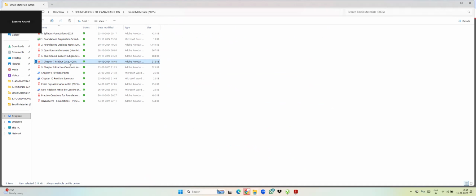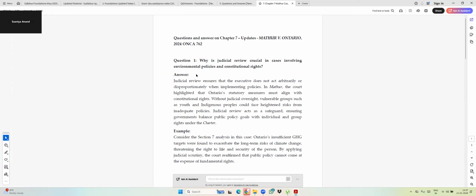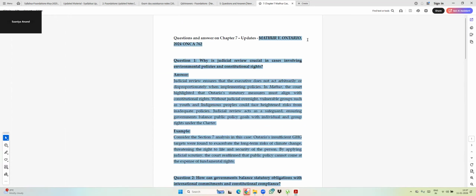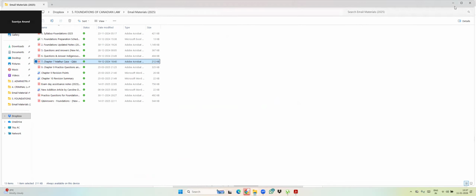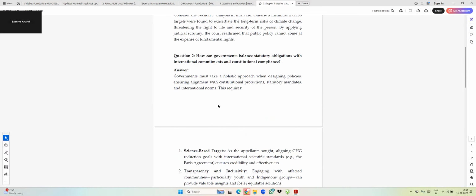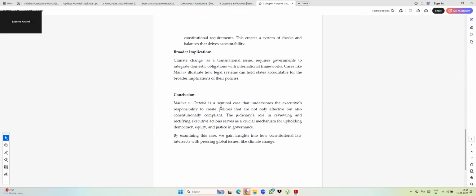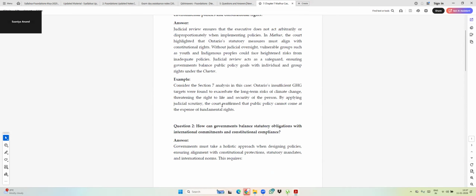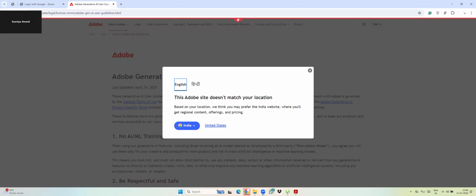Yeah. So if you see, there was this Mathur case which was added. So these are all specific to that particular chapter, like section 7 update on Mathur versus Ontario case. So let me see if it is still there in your syllabus. Yes, it's there. But you don't want to purchase just this one case. You want to purchase the documents that you have, which are covering questions from all topics mostly.